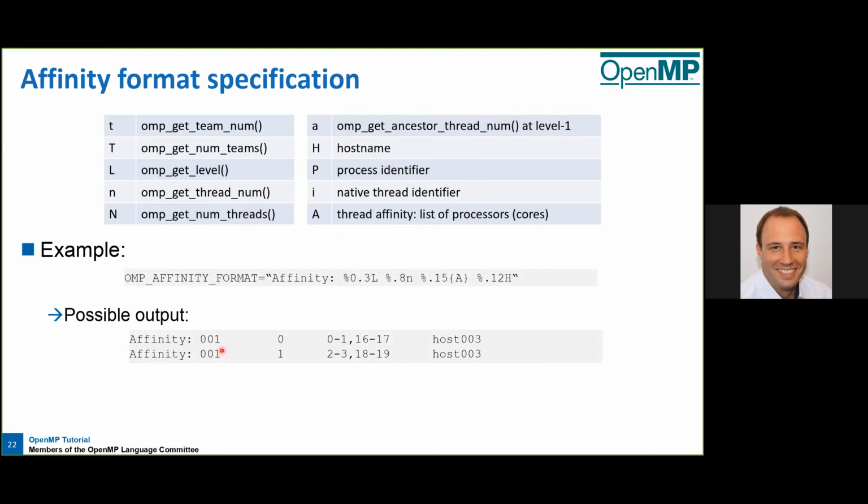And for example, this is how it could look. The capital L is the level. Here we have only one level of OpenMP parallel regions. This is a thread ID, I assume, N, yes. This is the affinity information, and this is the host information. It's a really handy debug utility to understand if the thread binding is being performed in the way you requested.